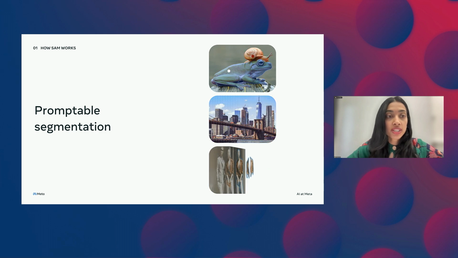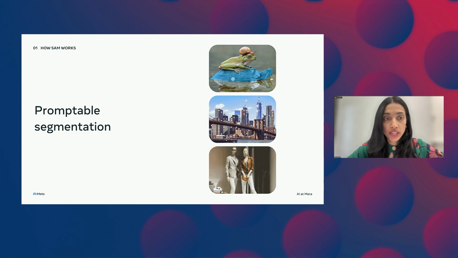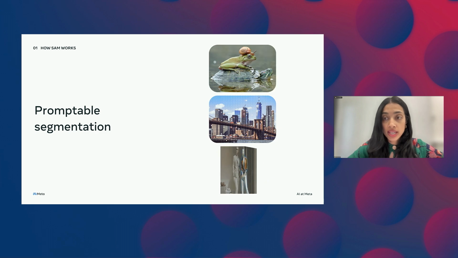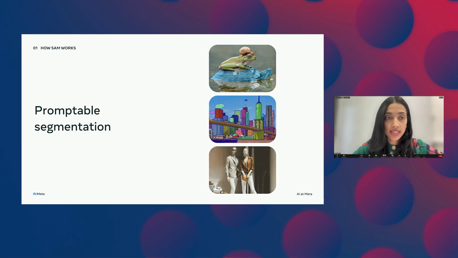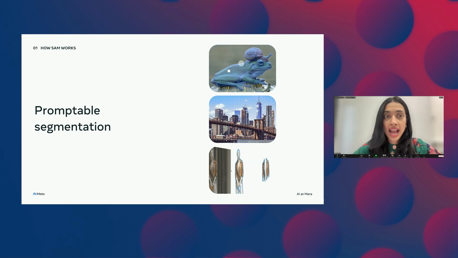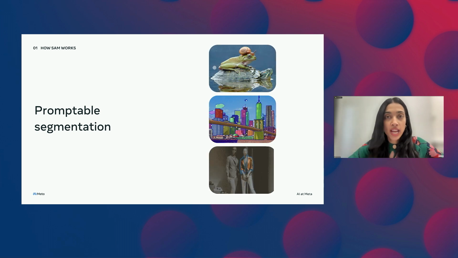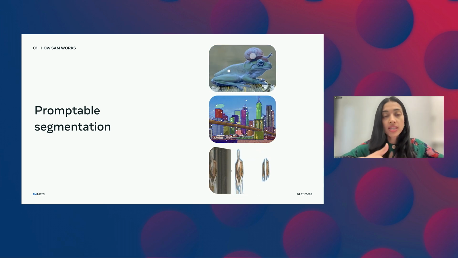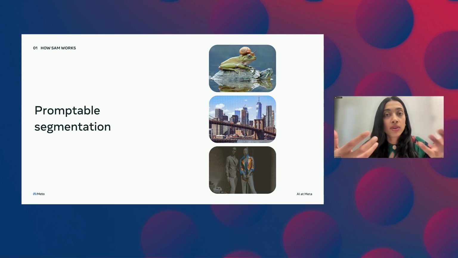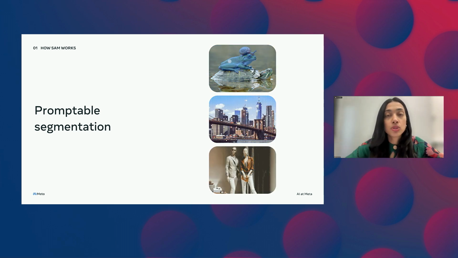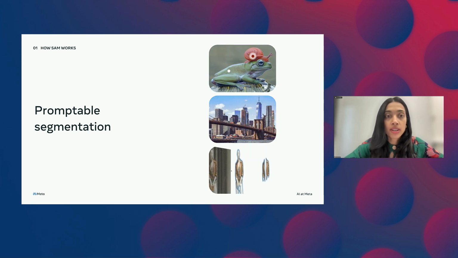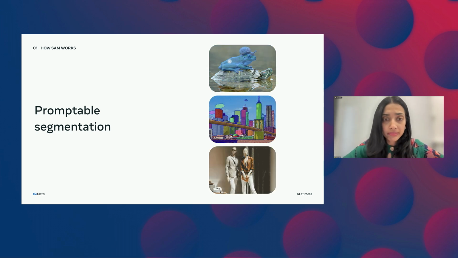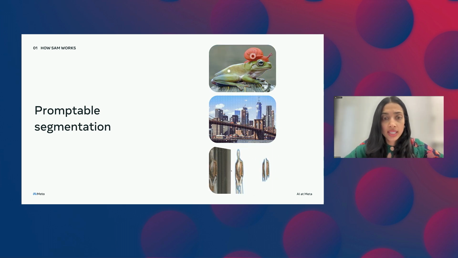So SAM introduces the idea of promptable segmentation. So the model can take various types of user input to specify the object to segment. Very similar to how in a language model or ChatGPT, you type in a text prompt and it gives you a response. We also want to enable this for the task of segmentation, where the user can provide an input to specify the object that they want, and then the model can return a segmentation mask.